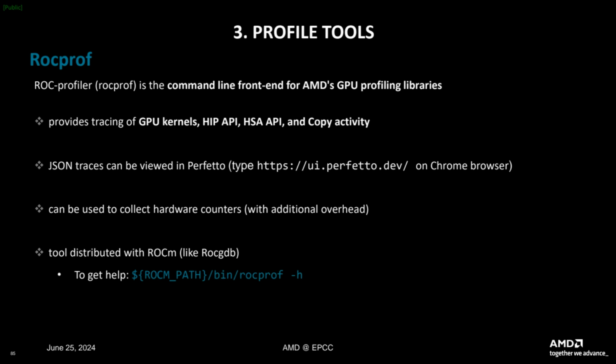Something else that we have are profiling tools, and for that we have ROCprof, which comes directly with ROCm, just as ROCgdb, and it can be used to provide traces of GPU kernels or HIP and HSA API and copies, and those are saved as JSON files that you can visualize in Perfetto, which is a tool that exists on your Chrome browser. So if you type this address on your Chrome browser, then you're gonna open up Perfetto, from which you can load these JSON files and visualize the traces.